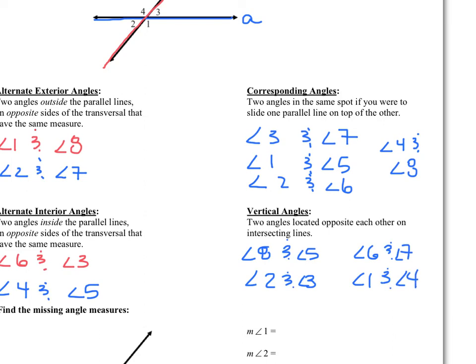The other thing I didn't list here, but that's also formed, are supplementary angles. So you can see there's a straight line right there, so 3 and 4 would be supplementary. 3 and 1 would also be supplementary. So there's various supplementary angles there as well.